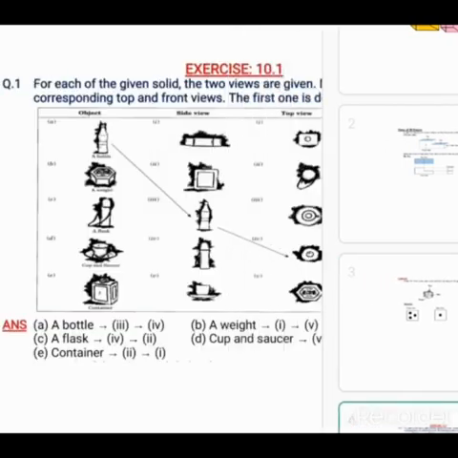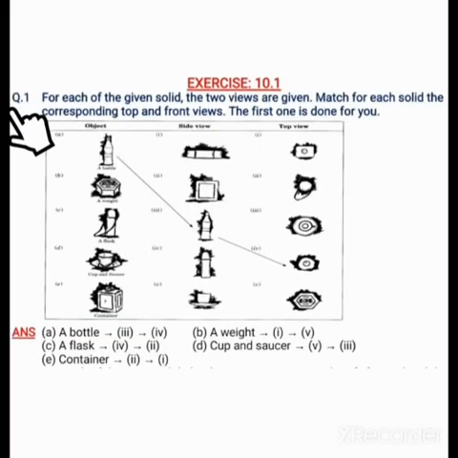Now come to exercise 10.1. Question number 1. For each of the given solids, the two views are given. Match for each solid the corresponding top and front view. The first one is done for you. Now students, see here, some figures are given. First one is bottle, second one is weight, third one is flask, then cup and saucer, and last container. Here side view and top view are given, so we can choose the correct one. First one is already done.